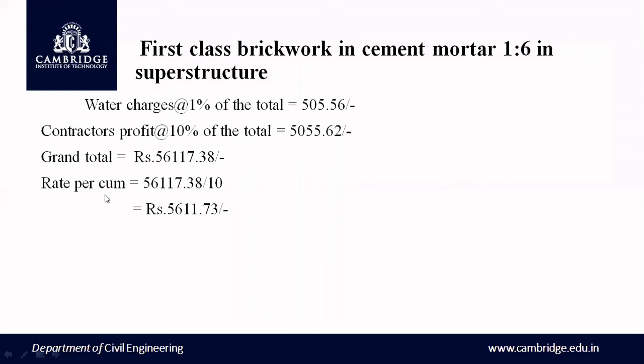Convert this to 1 cubic meter. That is, the rate per cubic meter is equal to the previous value divided by 10. We'll get the rate per cubic meter as 5,611.73 rupees. This is how we have to estimate the rate for this particular specification.